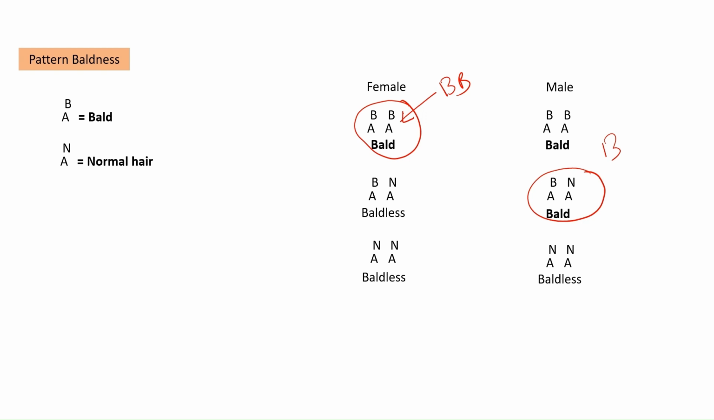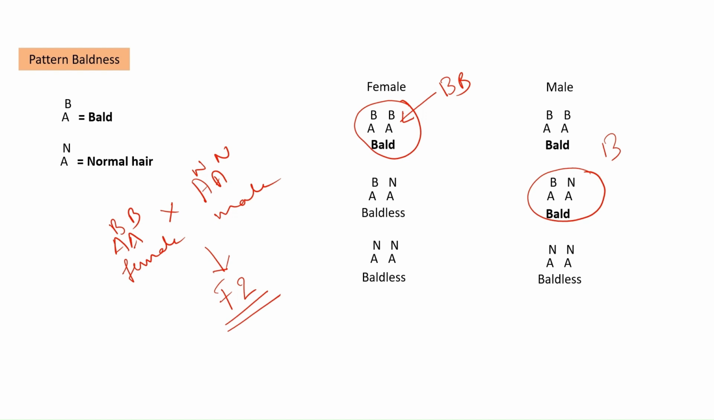Now, if a female having the genotype capital B capital B is crossed with a male of genotype capital N capital N, that is normal hair, then you have to tell me what will be the probability in the F2 generation. The probability of a female getting bald and the probability of a male getting bald in the F2 generation. Do let me know in the comment section.